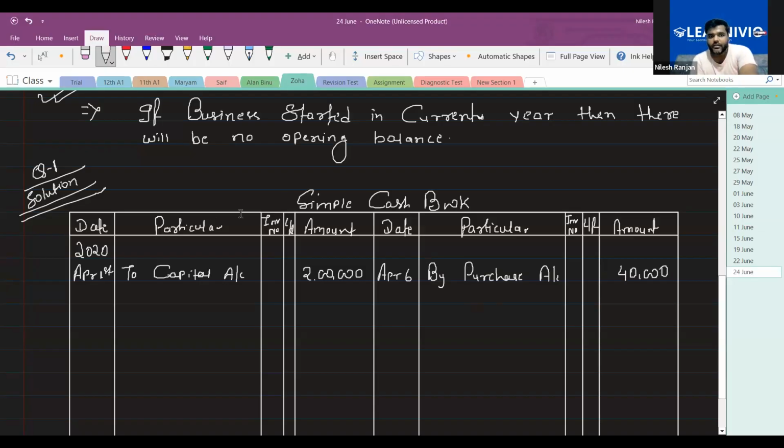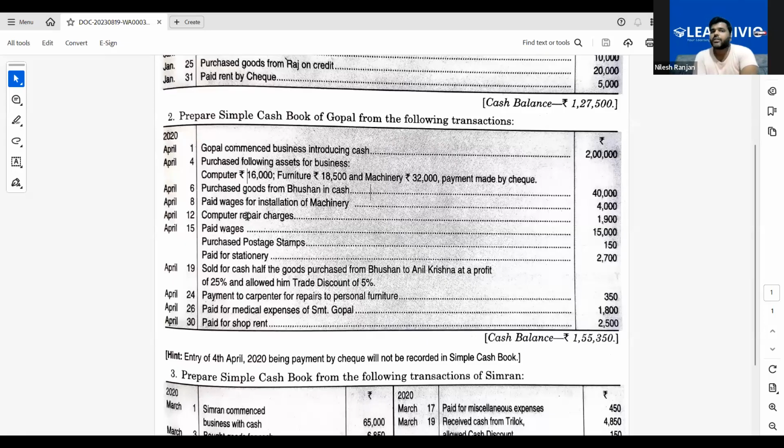Next, basically, you have to check where the money is going out and where it is coming in. Then according to that, you write it on this side. If the money is coming in, it is the debit side. If it is going out, it is credited.